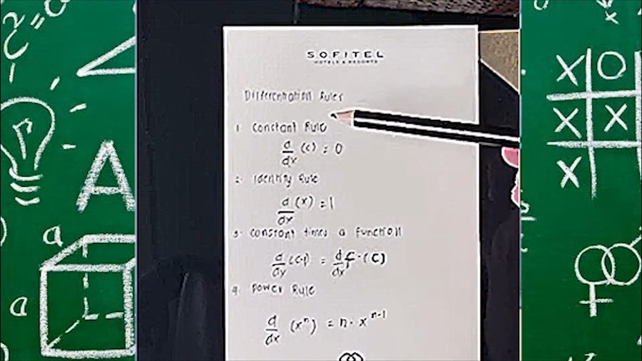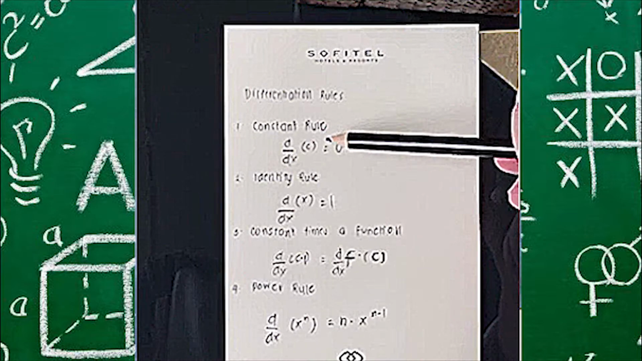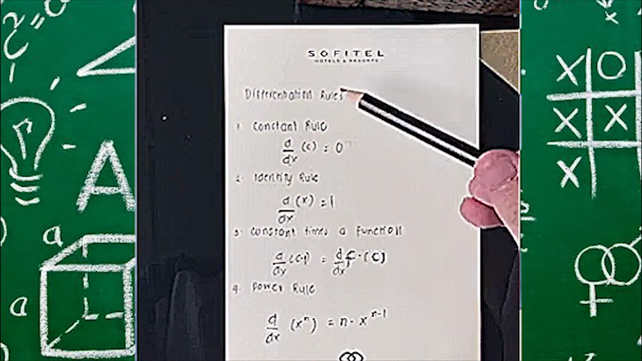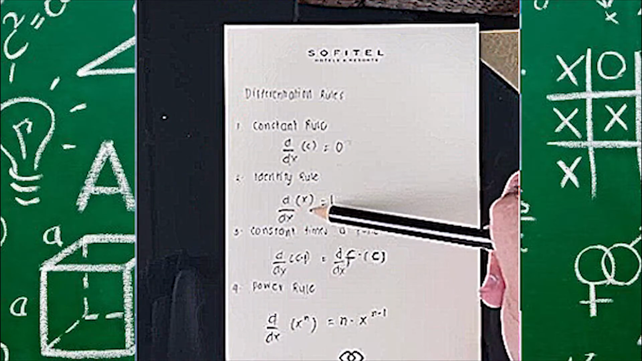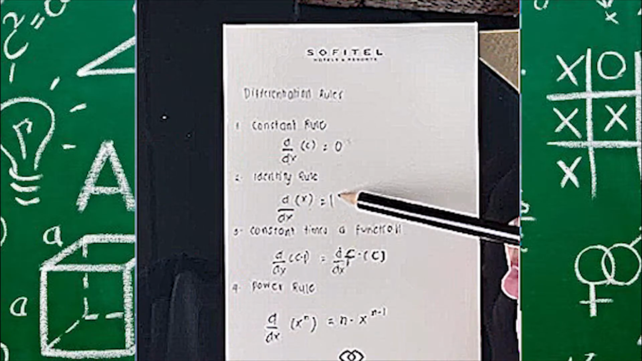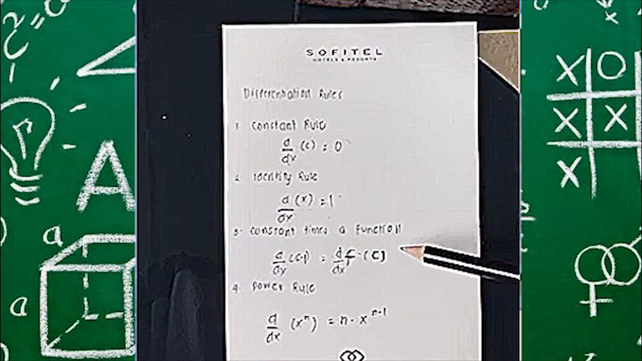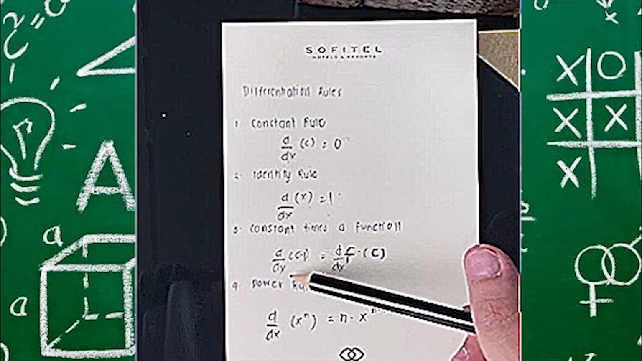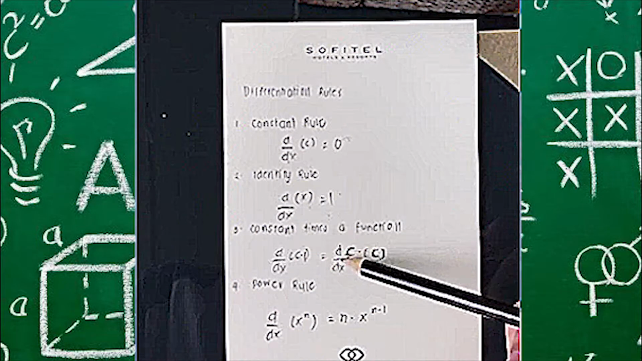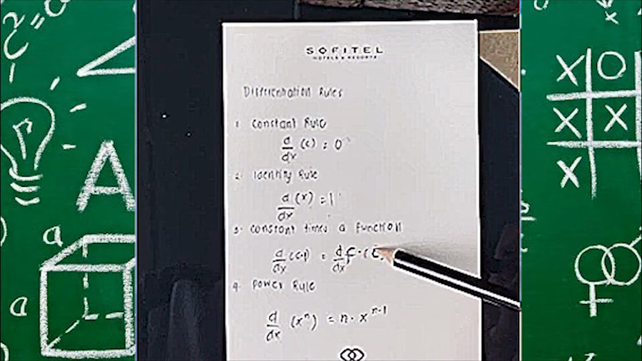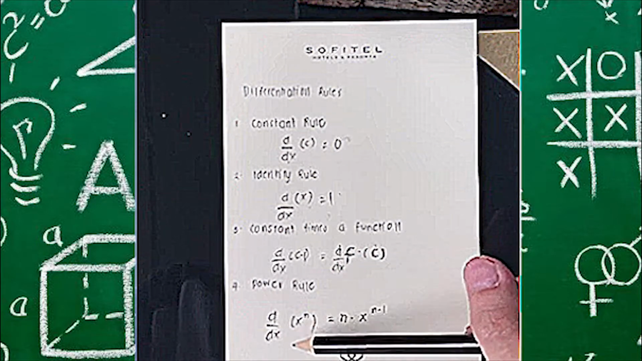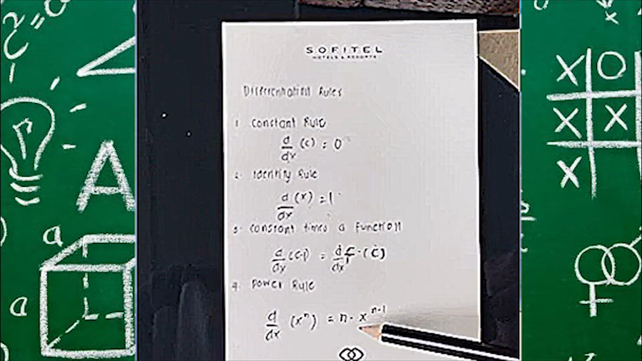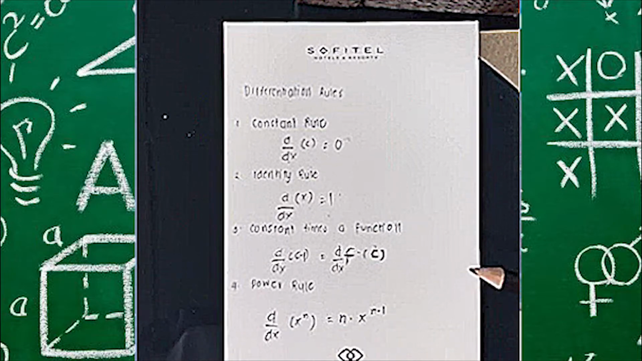So in the first rule, we have the constant rule, which is denoted by the derivative of a constant with respect to x is equal to 0. Then for the identity rule, the derivative of x with respect to x is equal to 1. For the constant times a function, the derivative of a constant multiplied to a function with respect to x is equal to the derivative of f with respect to x times a constant. Then for the power rule, the derivative of x raised to n with respect to x is equal to n times x raised to n minus 1.